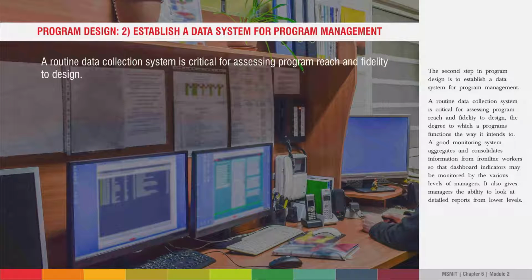The second step in program design is to establish a data system for program management. A routine data collection system is critical for assessing program reach and fidelity to design, the degree to which a program functions the way it intends to. A good monitoring system aggregates and consolidates information from frontline workers so that dashboard indicators may be monitored by the various levels of managers. It also gives managers the ability to look at detailed reports from lower levels.